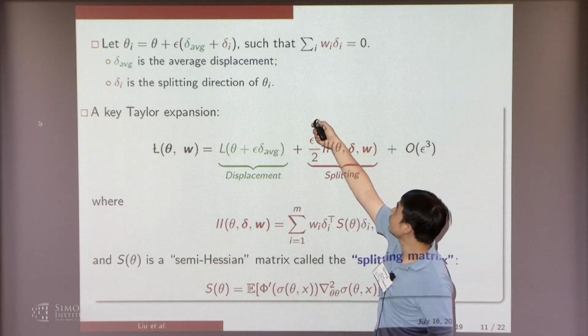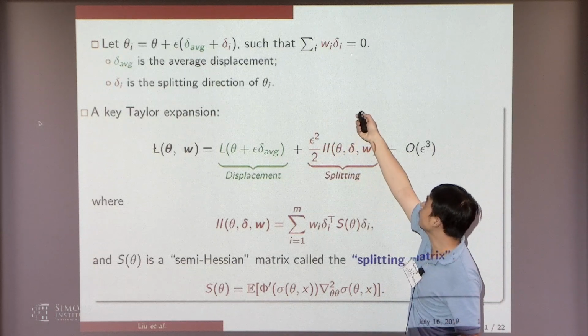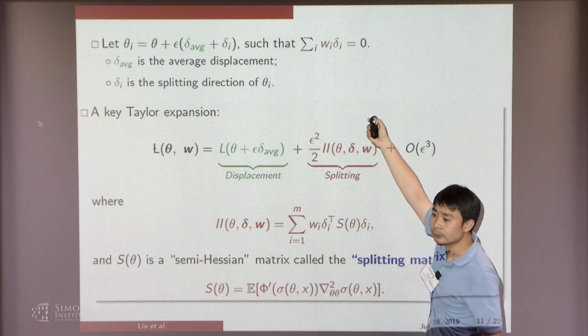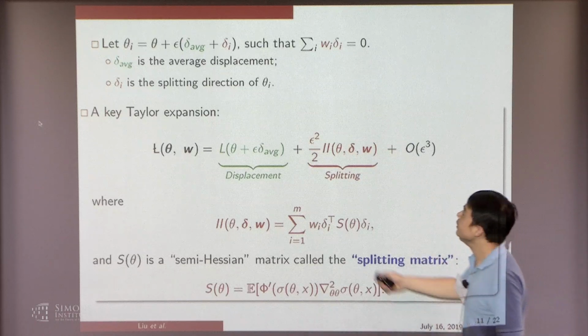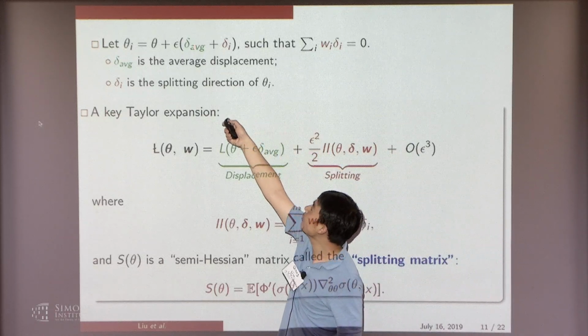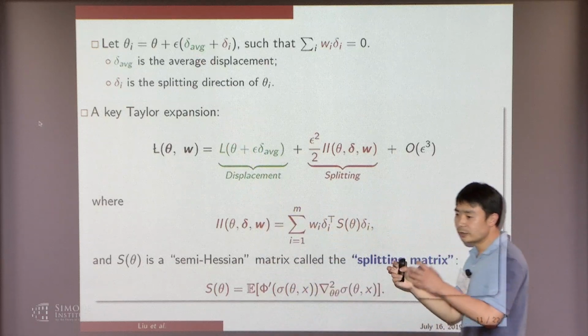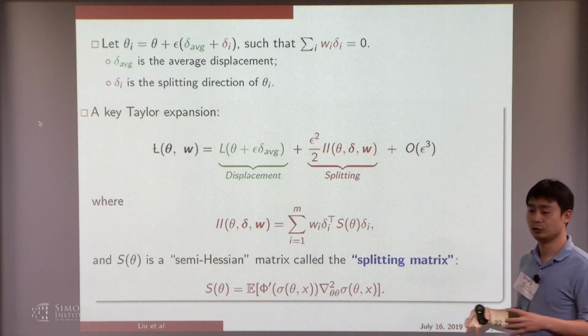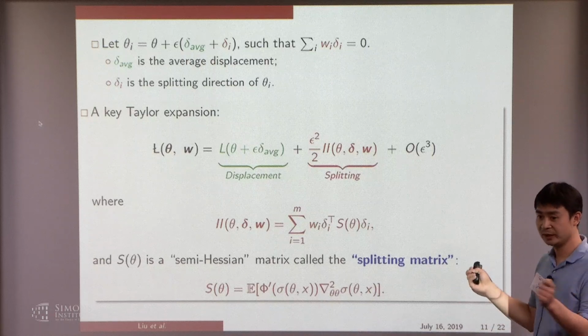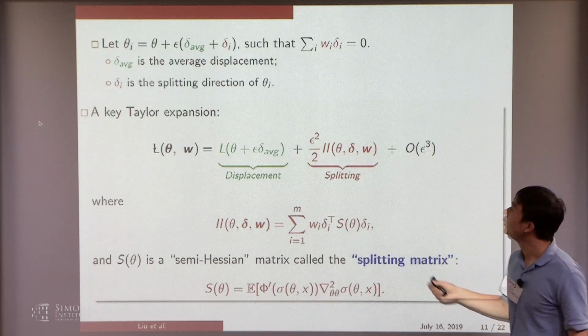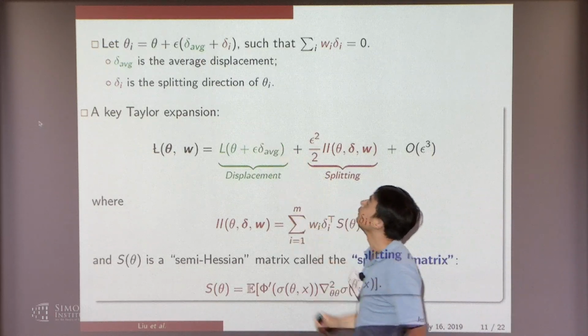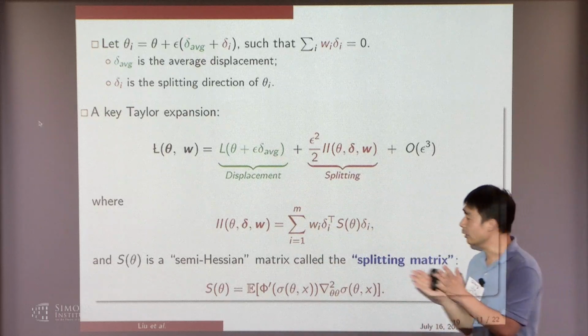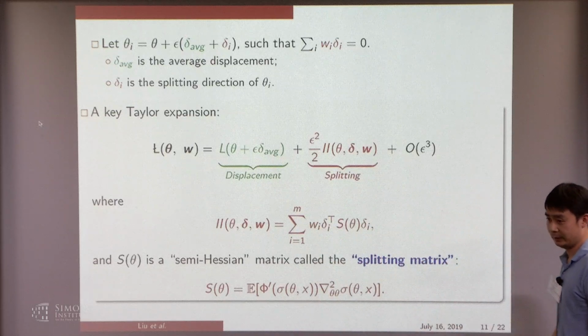So such that the weighted sum of the delta_i equals 0. What it means is that if delta average equals 0, I'm not updating the overall average of the particles. I'm just splitting them into opposite directions. But if you have the delta average, then the overall average is also updated.